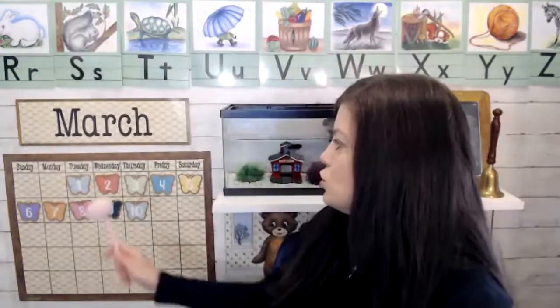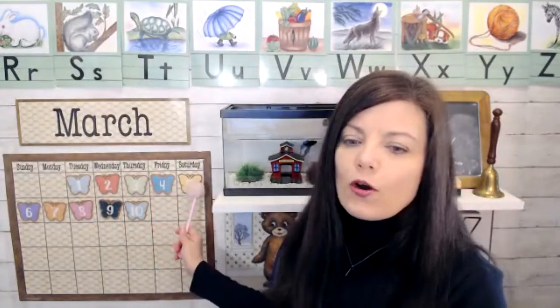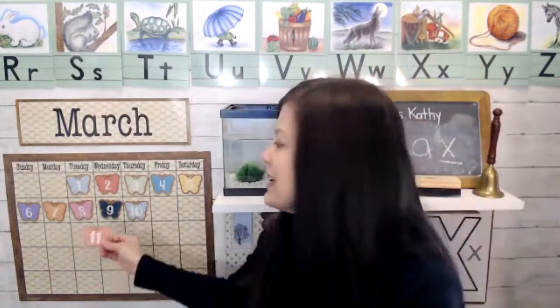One, two, three, four, 5, 6, 7, 8, 9, 10, 11. Today is March 11th. If you go up to the top, you'll see today starts with the letter F.